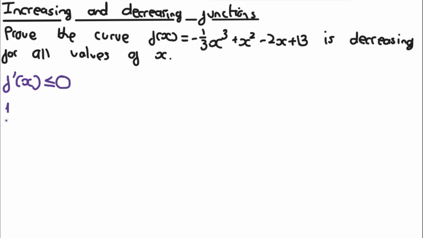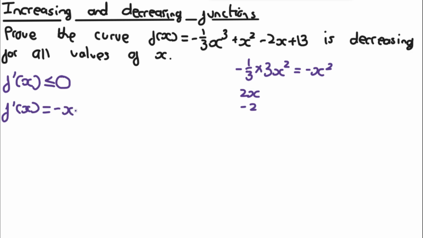So f dash of x is going to be equal to, and we differentiate each term individually. This term is going to be minus 1 over 3, and then it's going to be times 3x squared, which is equal to minus x squared. This term is just going to be 2x, and then this is just going to be minus 2. So therefore f dash of x is equal to minus x squared plus 2x minus 2. And we need to prove this is always less than or equal to 0.